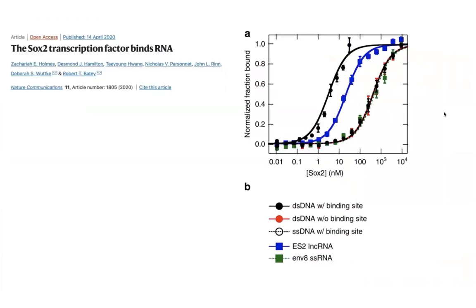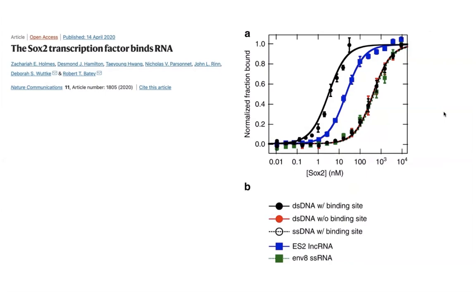So now let's do a little concept check and look at some actual data and interpret it. This is just a random article I found where they're studying a transcription factor, which is this protein. It normally binds to DNA in order to control when the DNA gets made into mRNA. But they found that it can also bind RNA. And so here what they're doing in this paper is testing different ligands. So remember, a ligand is a binding partner.